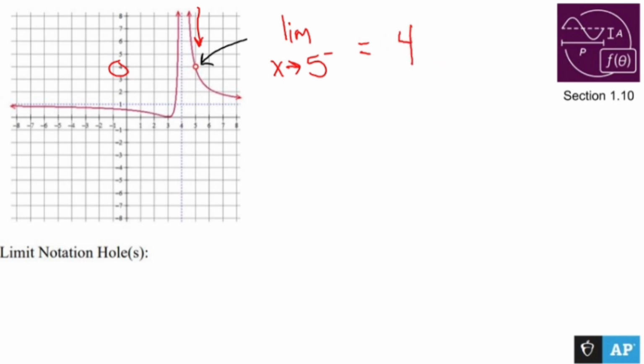Now coming from the right side is a lot of the same. If I head towards 5, which is my hole, I would write that out as the limit as x approaches 5 from the right side, which means a little plus sign right there. As I approach the x value of 5 from the right side, I hit the same exact y value of 4. So the answer is going to be exactly the same from the left and from the right. And that's how you do limit notation of a hole.